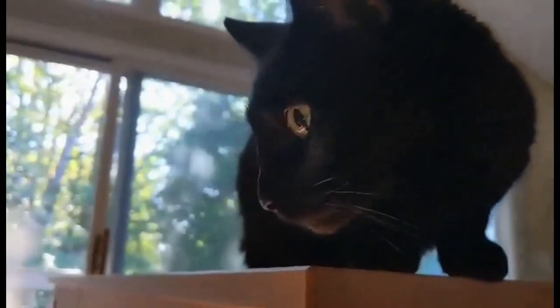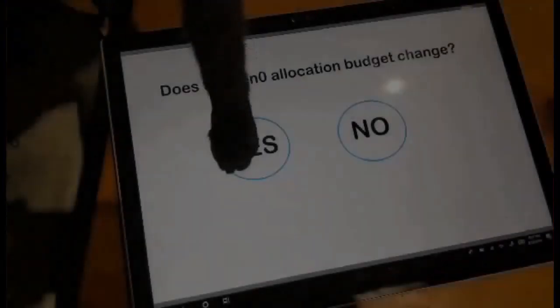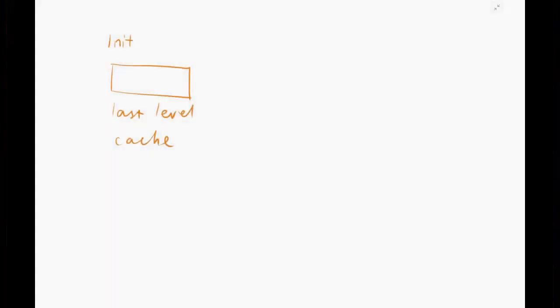In the last episode, I left you with two questions. The first one was, does the Gen0 budget change? Yes. And if you have looked at GC stats on your own program, as we demonstrated in the last episode, you already knew the answer. It absolutely changes. The Gen0 budget is initialized to its minimum, which is some fraction of the last level cache on your machine, and gets tuned every time a GC happens, so it can be larger than its initial value.